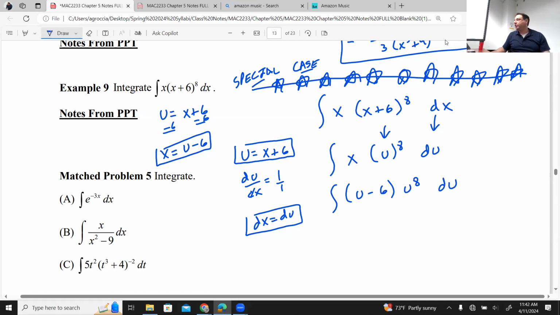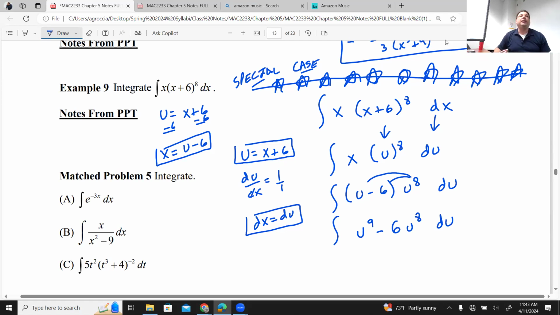Okay? I'm going to pause there just for a second. And you're like, I don't know if I like this. But did we go from x to u? Did we go from x to u? We did. No more x's. Now we're in u. But now you're a little worried saying, I don't think I can do this one. But you didn't clean it up yet. Be careful. I haven't taken the integral. If you distribute the u, this becomes u to the 9 minus 6u to the 8 du.